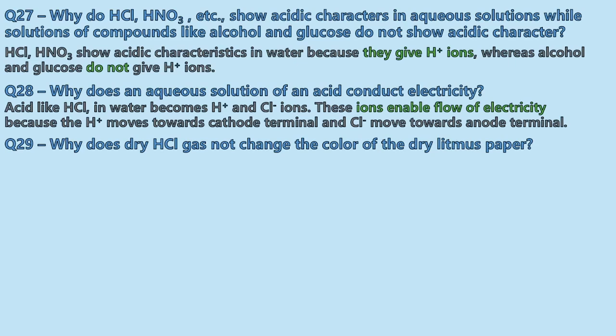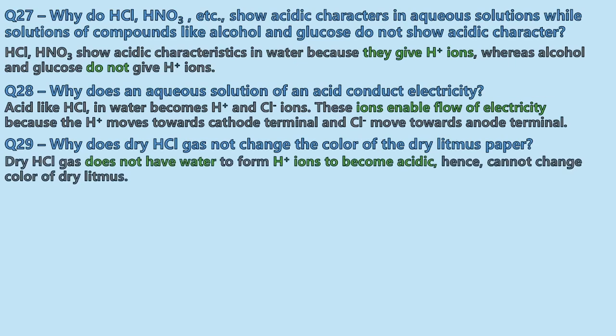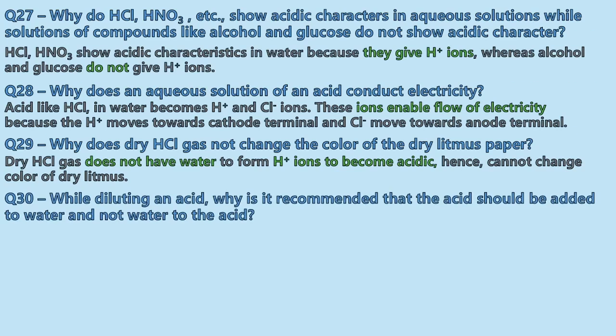Why does dry HCl gas not change the color of dry litmus paper? See, the key point here is dry, because there is no water, right? Dry HCl does not have water to form H plus ions to become acidic. If it doesn't have water, it cannot form H plus ions. If it cannot form H plus ions, it cannot become acidic. Hence, it cannot change the color of dry litmus.